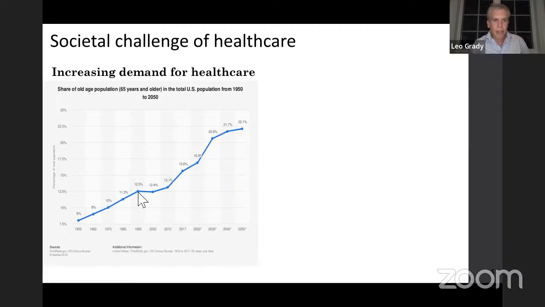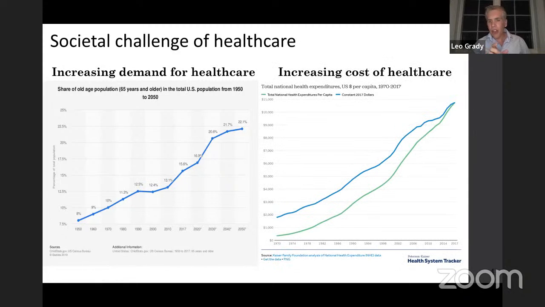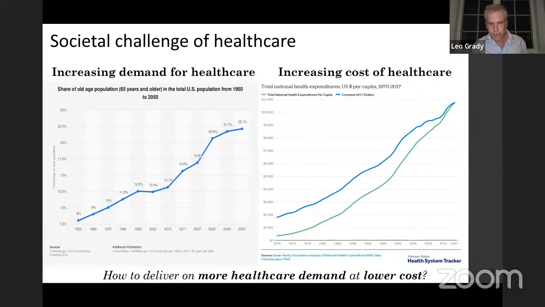Now, this is the US. Similar trends are happening all around the world. And at the same time, the costs for healthcare continue to go up. So how, as a society, are we going to be able to address these problems? How are we going to deliver on more healthcare demand, and do it at a lower cost so that we can really make healthcare affordable, scalable, and effective for the entire population?